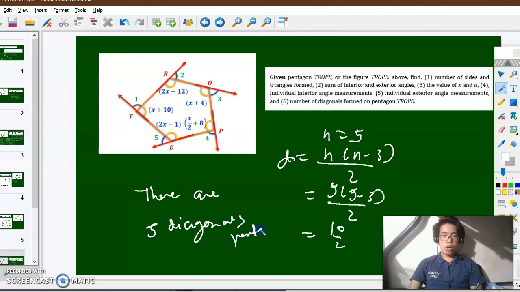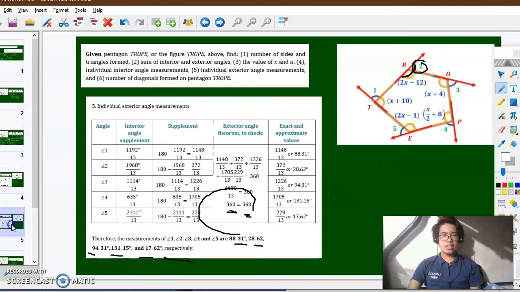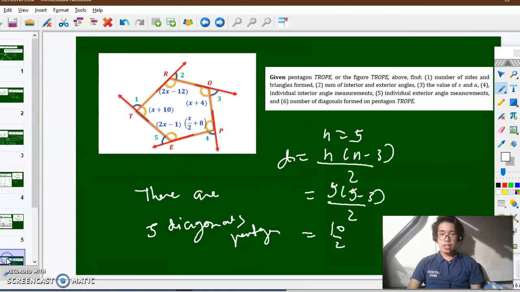A tip for solving these kinds of problems: if you see that they have fractions, try making a table, because it will make the process of solving for the exterior and interior angles per angle much easier and much more organized. The reason for that is it involves fractions. If it doesn't involve fractions, you can simply substitute. But since the value of x is a fraction, we want to get the exact value, so we use a table to make it cleaner and more organized. Okay, so that's about it.